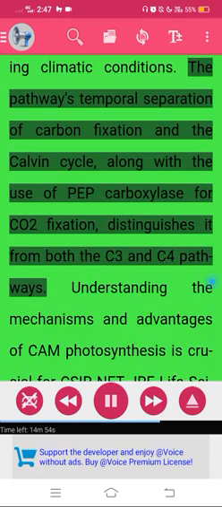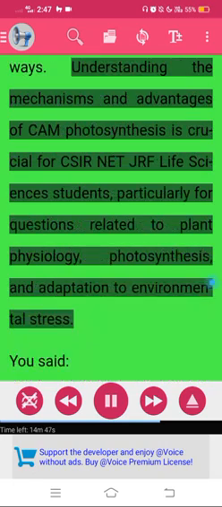The pathway's temporal separation of carbon fixation and the Calvin cycle, along with the use of PEP carboxylase for CO2 fixation, distinguishes it from both the C3 and C4 pathways. Understanding the mechanisms and advantages of CAM photosynthesis is crucial for CSIR NET JRF life sciences students, particularly for questions related to plant physiology, photosynthesis, and adaptation to environmental stress.